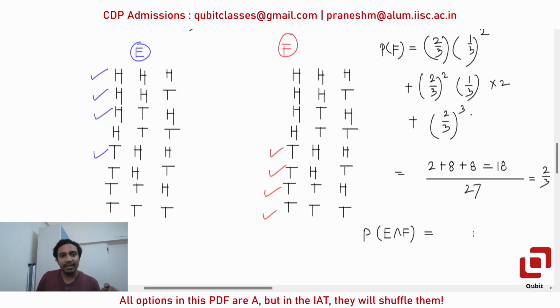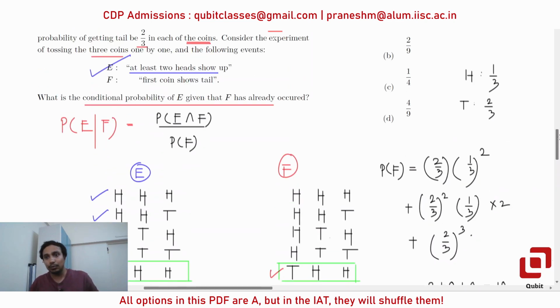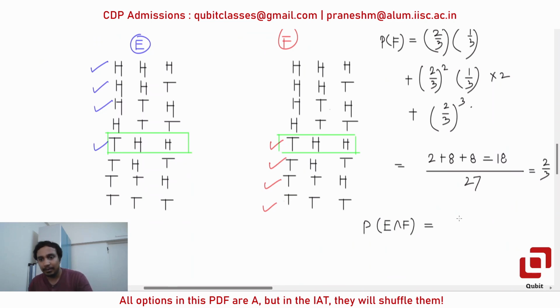Okay, now how many elements are common between E and F, when we can say that both of them have taken place? It's this one, THH. So what is the probability of this particular event happening? THH. T is 2 by 3, head is 1 upon 3, so it will be 2 by 3 into HH, so 1 upon 3 squared. So how much would this be equal to? This will be equal to 2 by 27.